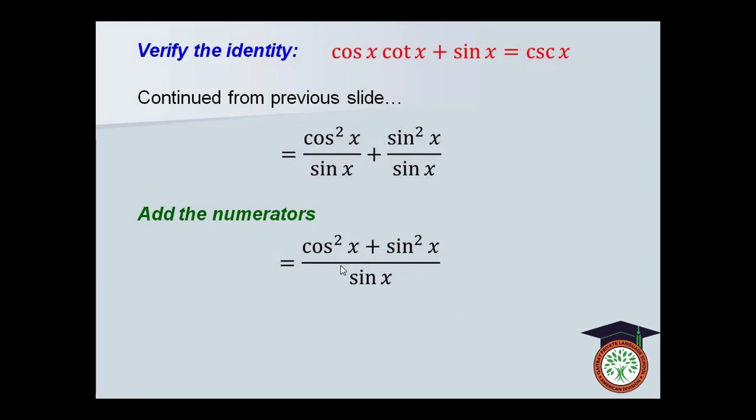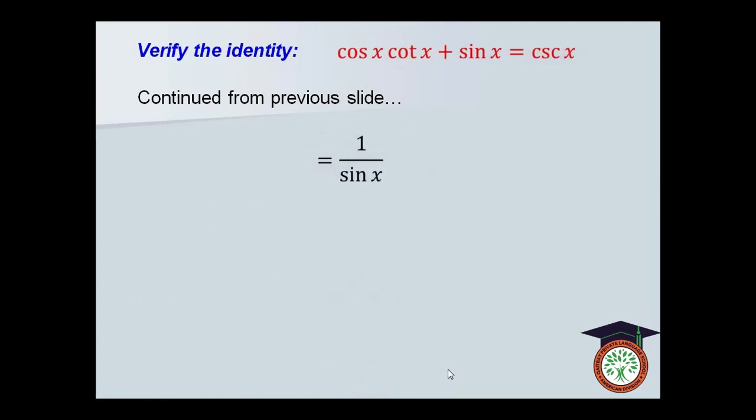Here, cosine power 2 plus sine power 2 over sine x. Cosine power 2 plus sine power 2 equals, super, equals 1. 1 over sine x, we know that 1 over sine x equals, excellent, equals cosec x, which is our right side here.